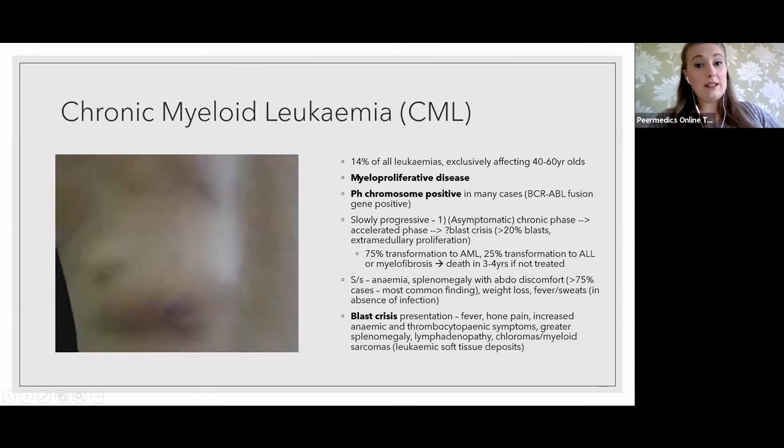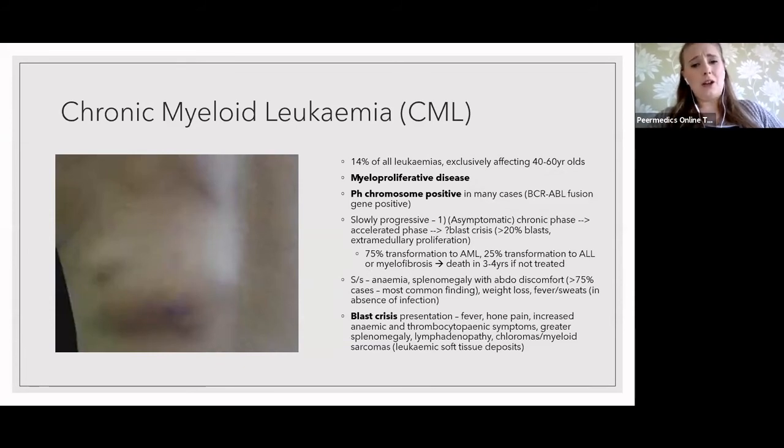So what we're thinking of here is CML to begin with. CML is about 15-40% of all leukemias, and tends to exclusively affect 40 to 60-year-olds. I know it's not technically accurate, but I tend to remember it as CML for middle-aged-ish, because CLL tends to be older people. It tends to occur on a background of myeloproliferative disease. It is a myeloproliferative disease, but we'll be getting onto that in the next presentation.